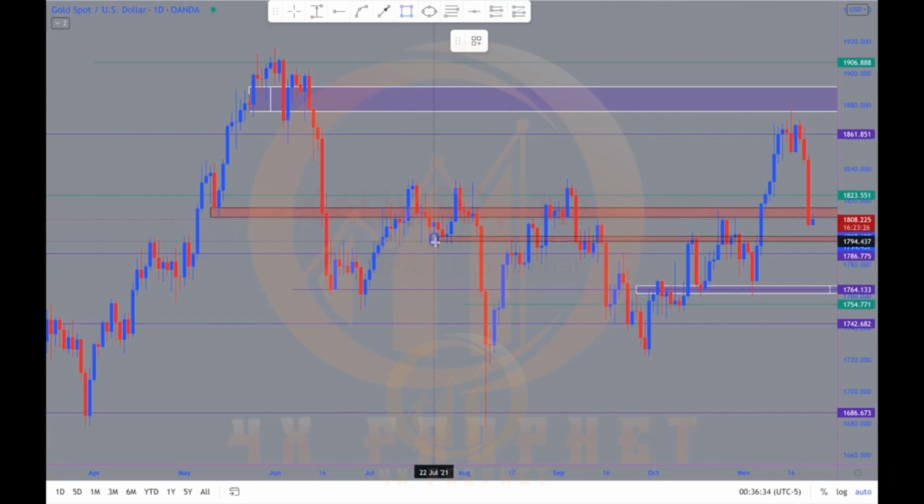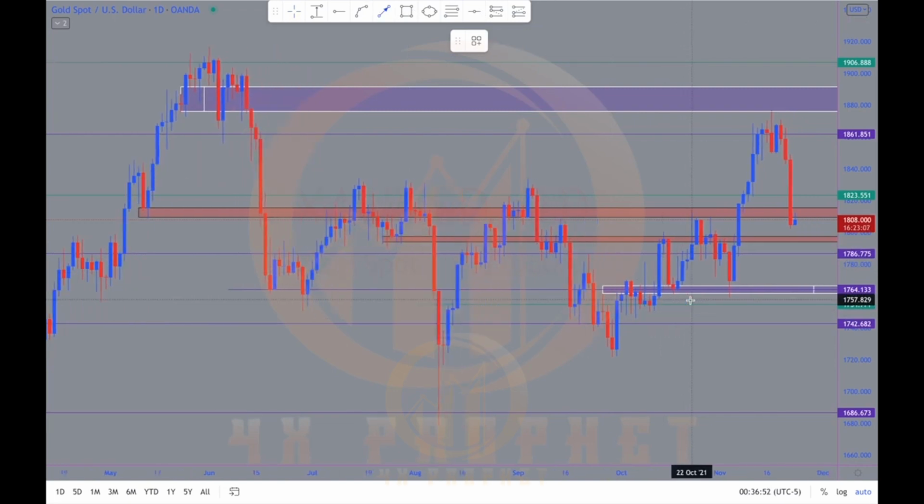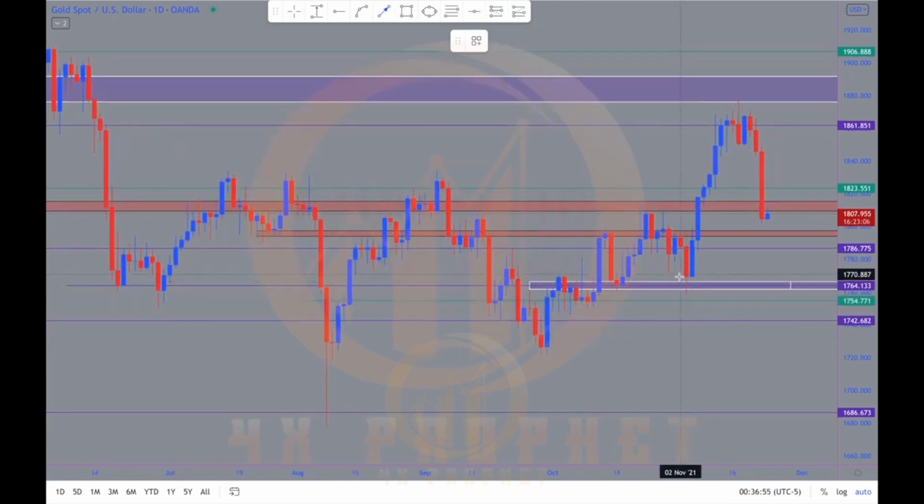Another important area looks like, yep, this area has been tested many times. All right, cool. Now what I'm going to do is just get an understanding of what is happening in this marketplace right now. All right. So obviously right here, we got this going on.